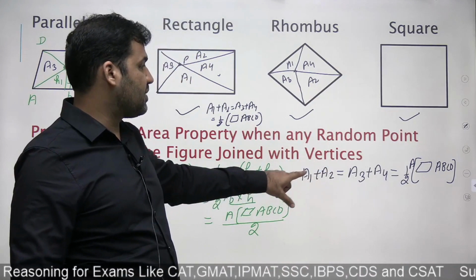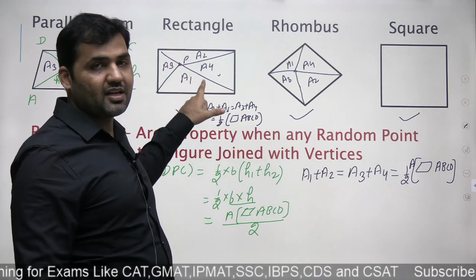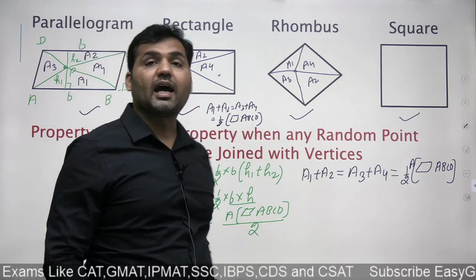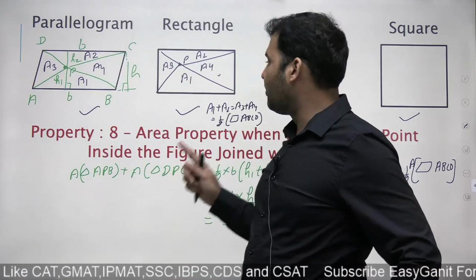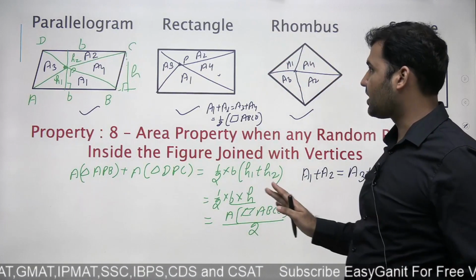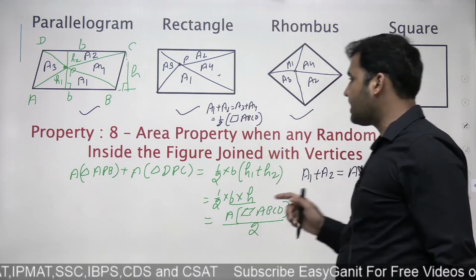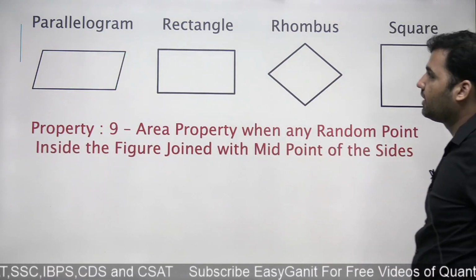Now this is a figure जिसमें आपको ध्यान रखना है कि opposite sides parallel होनी चाहिए, right? And equal भी होनी चाहिए. So will it work in trapezium? ये trapezium में काम नहीं करेगा. इन चारों figures में ही काम करेगा, right? Now let's go to property number 9.